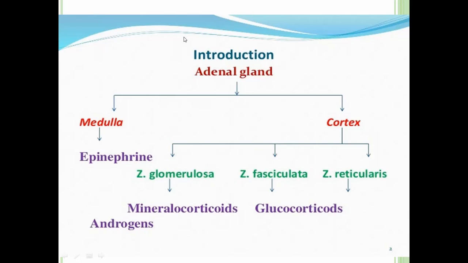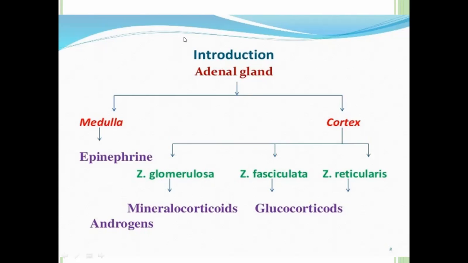Write down in your notebook. The adrenal cortex has three parts: inner zone, outer zone, and middle zone. The outer zone is known as zona glomerulosa, the inner zone as zona reticularis, and the middle zone as zona fasciculata. Then the inner part of the adrenal gland is known as the adrenal medulla, in which epinephrine, that is adrenaline, is secreted.